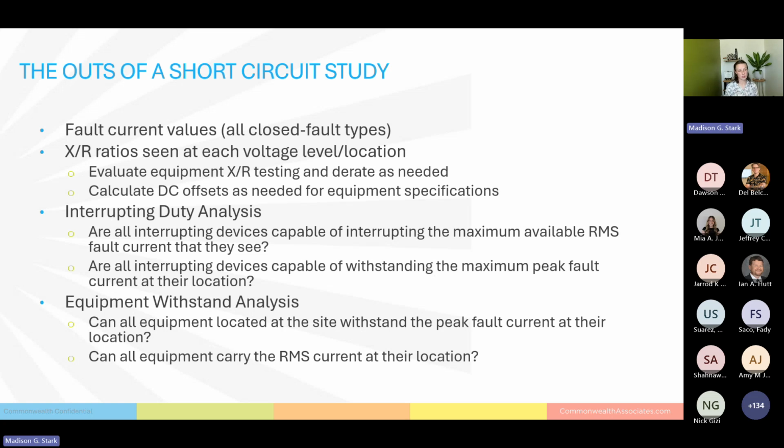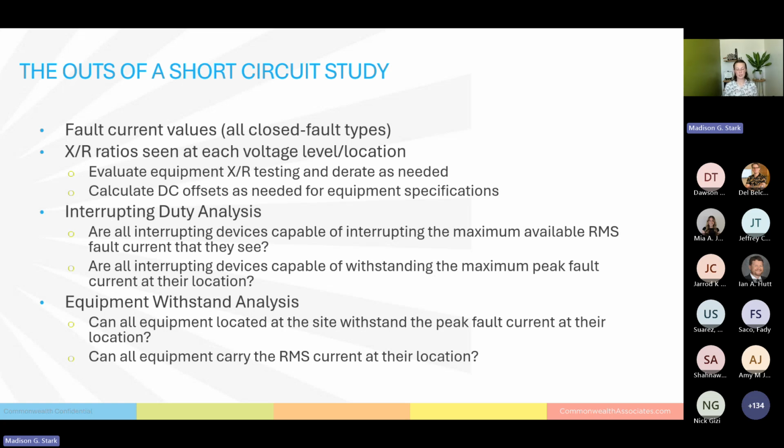Another thing is the interrupting duty analysis. You're really answering two questions with your interrupting duty analysis. Can my interrupting devices actually interrupt the current that's available, the fault current? That's based on the symmetrical RMS current. And then, can they withstand the maximum peak fault current? That's going to be your closing and latching rating. So you're really evaluating those two ratings against the current that's seen at the site.